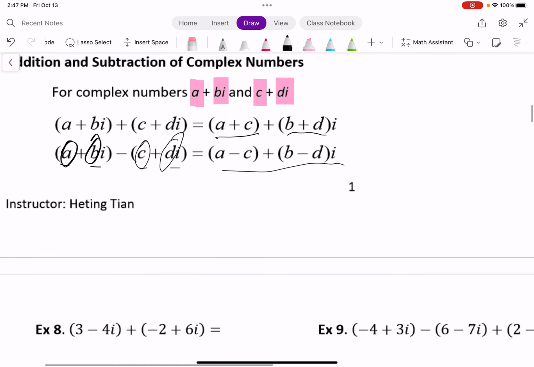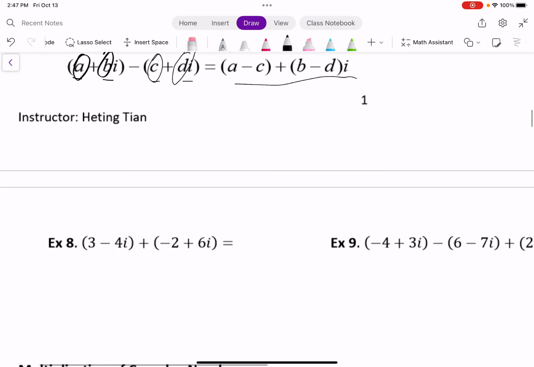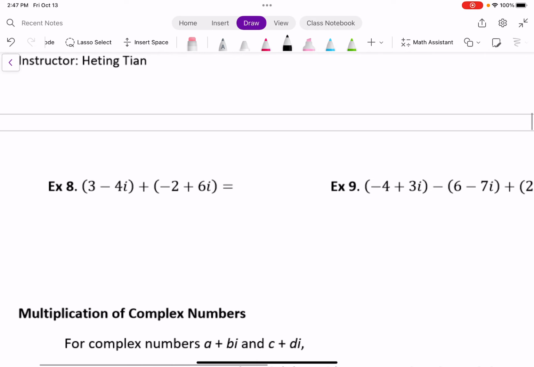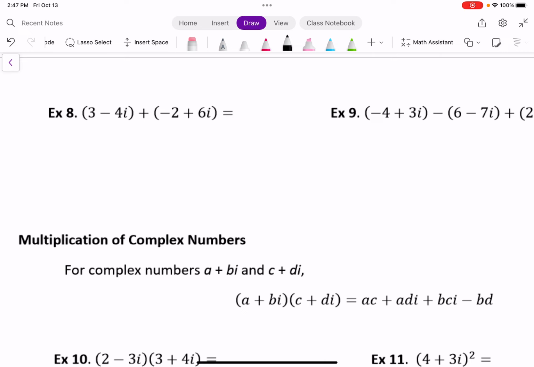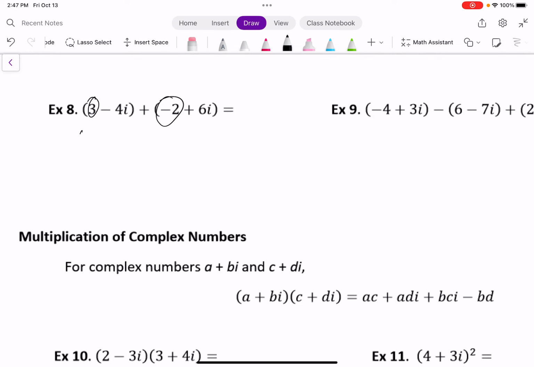Okay, so we do the addition and subtraction of the complex number. You will also have the complex number. All right, let's see the first example, number 8. If I'm doing the addition, so real number plus real number, 3 plus negative 2, and then plus negative 4 plus 6.